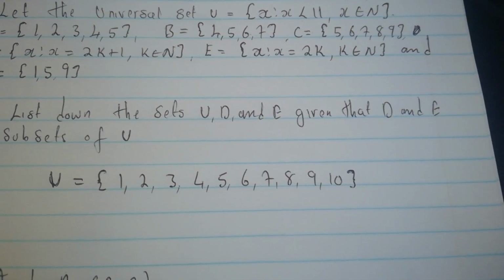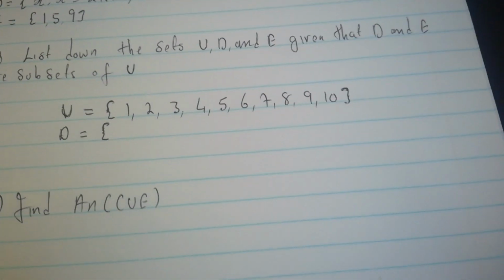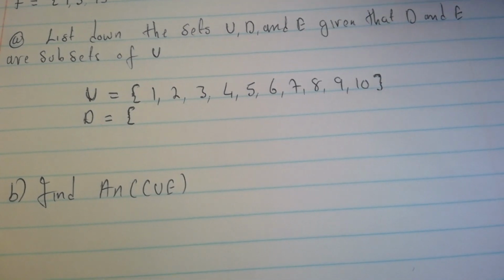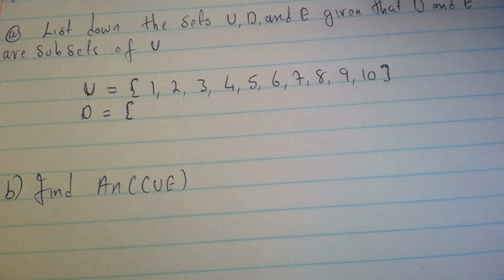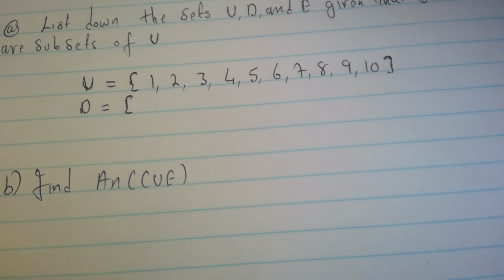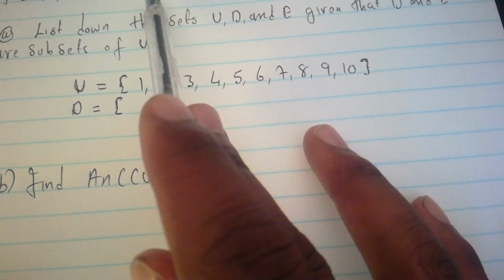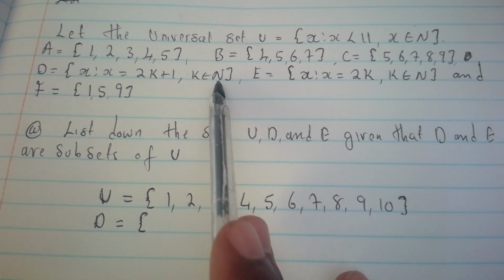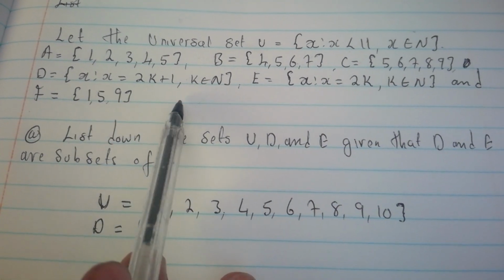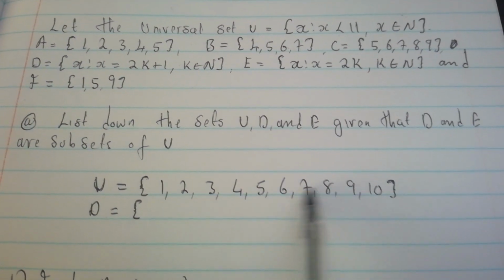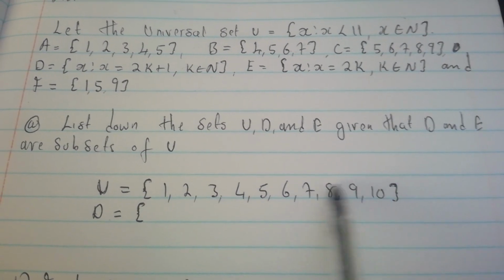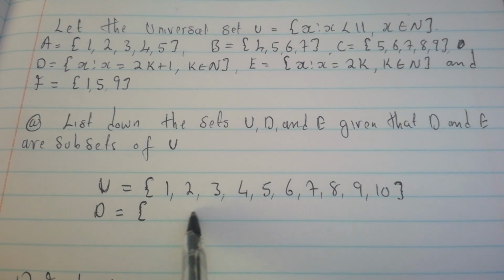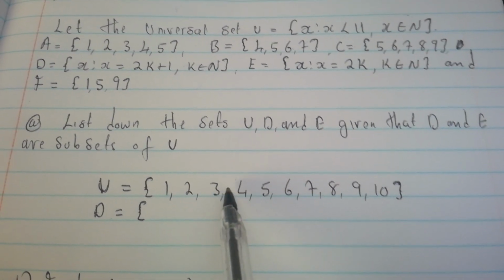Then we're told to also list D. D has been given in the form of a set builder notation, so we need to define it. They are telling us that the element x is such that x is 2k plus 1, where k is a member of natural numbers. Since set D is a subset of U, we'll just consider the elements here, so k will be defined within these elements. And the elements of set D shouldn't be greater than the universal set because it's been derived from this.